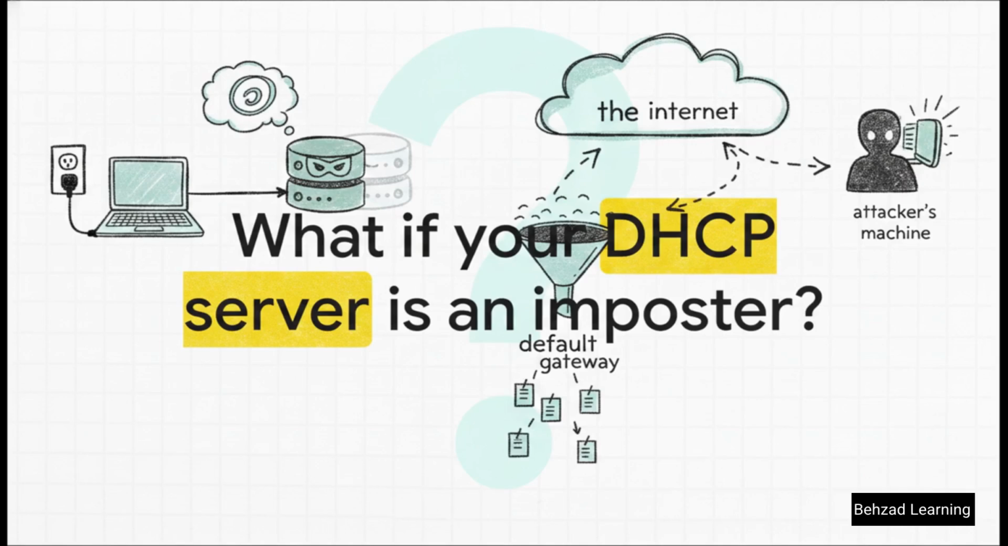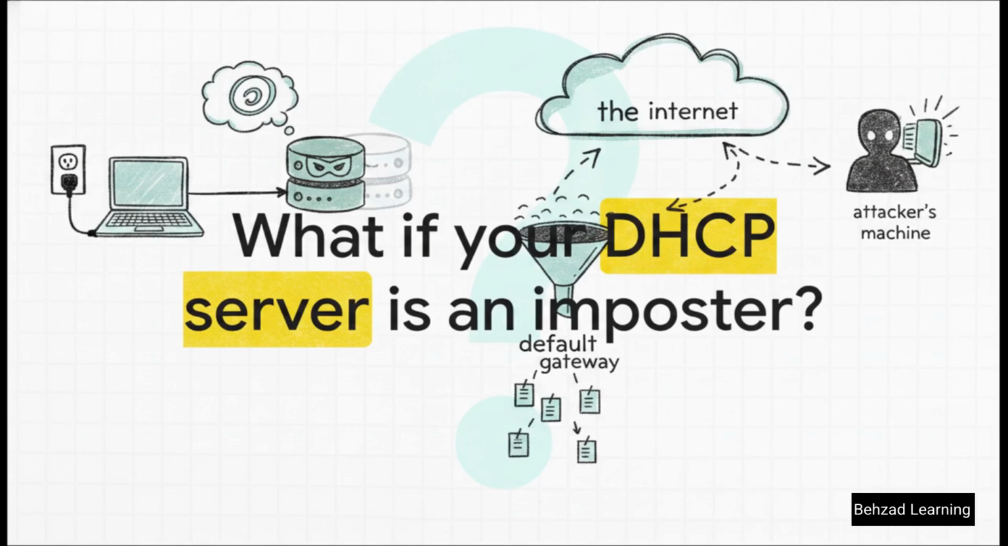Seems fine, right? But what if the device that answers isn't your IT department's legitimate server? What if some rogue device on your network intercepts that request, hands out a totally fake IP address, and cleverly sets itself as your default gateway? Suddenly, every single piece of data you're sending out to the internet is silently flowing right through the attacker's machine.